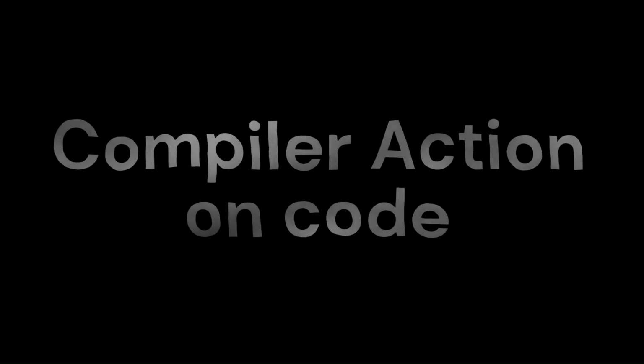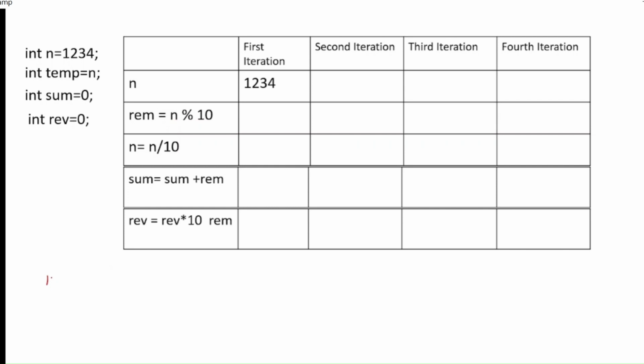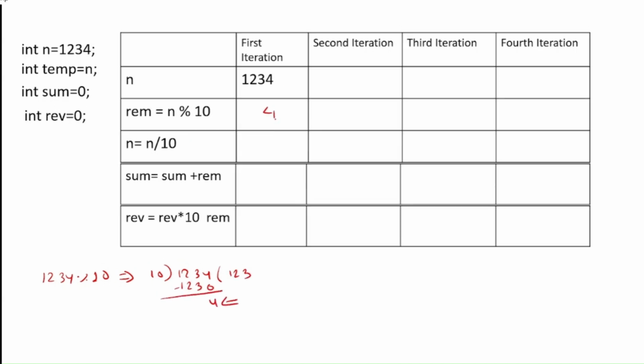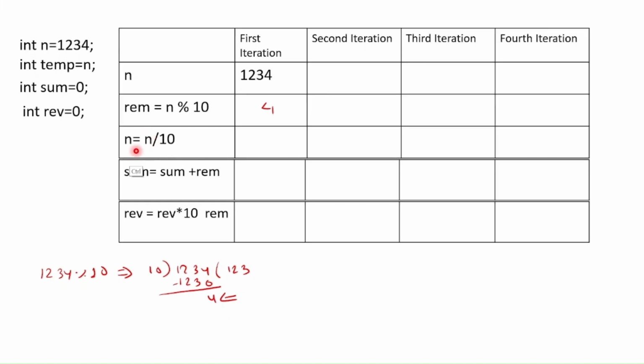Let's understand how the compiler works on the code. Let's take a particular test case with n equals 1234. For the first iteration, rem equals n modulus 10. That is, when you divide 1234 by 10, we get 4 as remainder. So rem equals 4 for the first iteration. Also, n by 10 is 1234 by 10, which is 123.4. So if we assign 123.4 to n itself, which is an integer type variable, n will take only 123 and omits everything after the decimal. So the new value of n is 123.